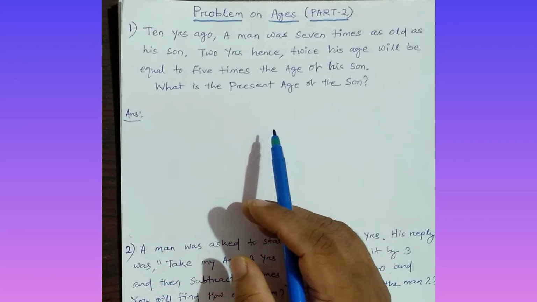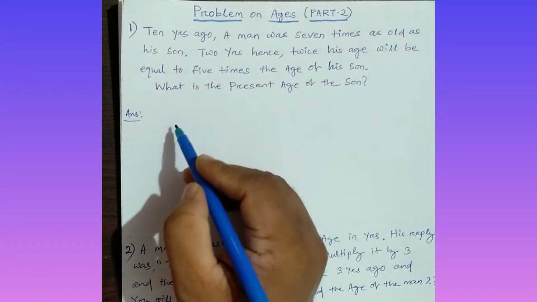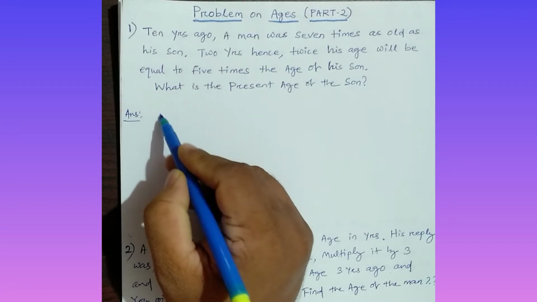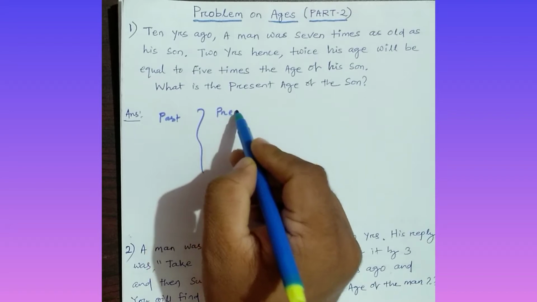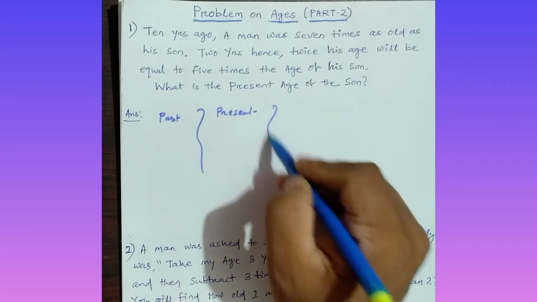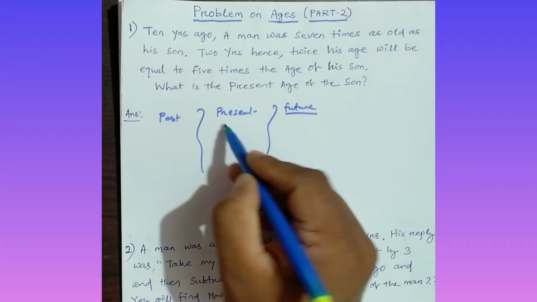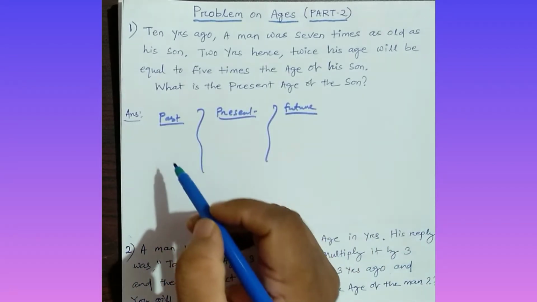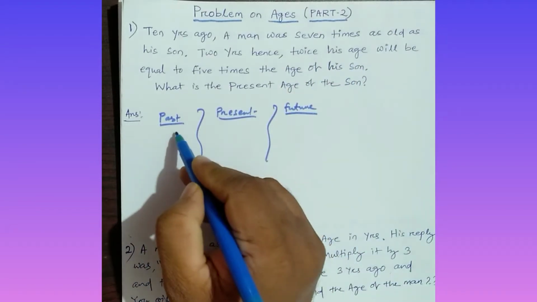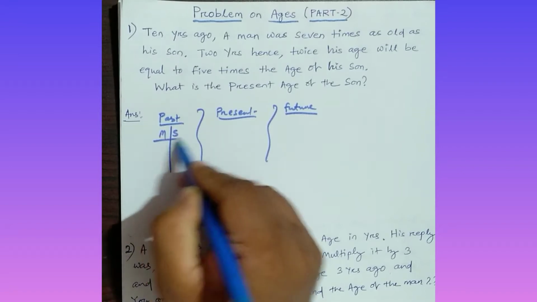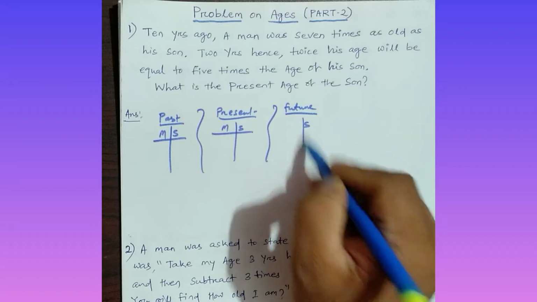10 years ago a man was 7 times as old as his son. 10 years ago means the past. I'm just writing it over here: this one is the past, this one is present, and this one is future. Now see, 10 years ago a man was 7 times as old as his son. This one is son, this one is man.